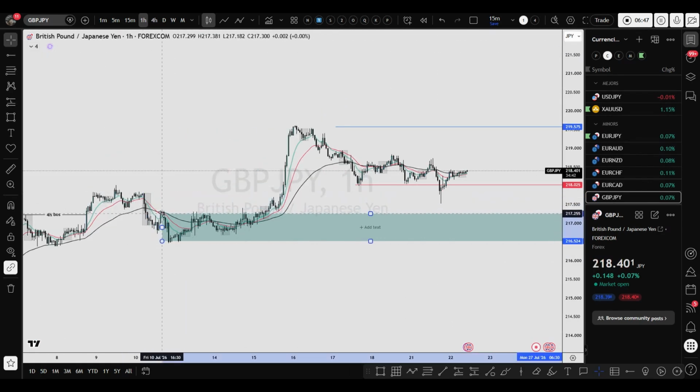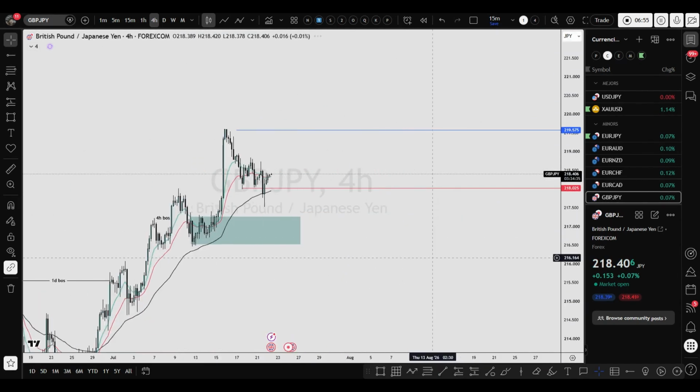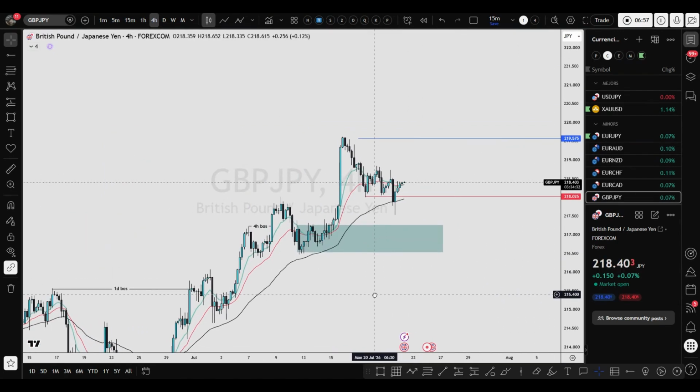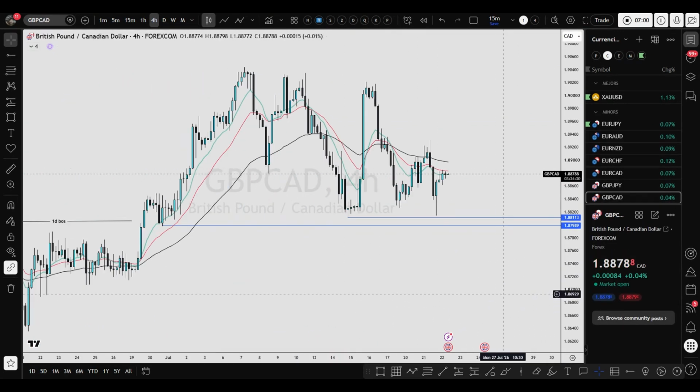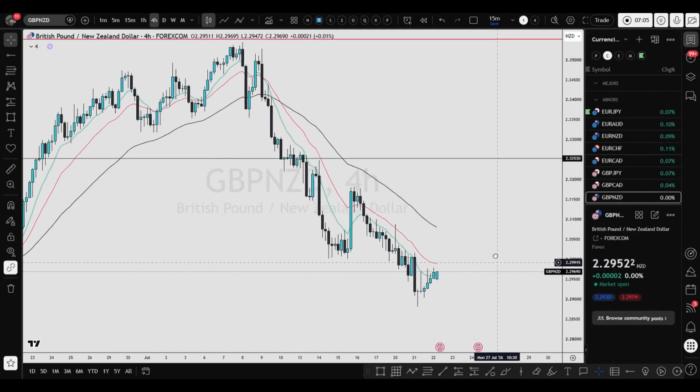This is the last series of bearish candles, and if price managed to correct back all the way lower and give me some good rejection towards upside, then I can look for longs. For now, there is nothing. GBP CAD, nothing, no clean trend.